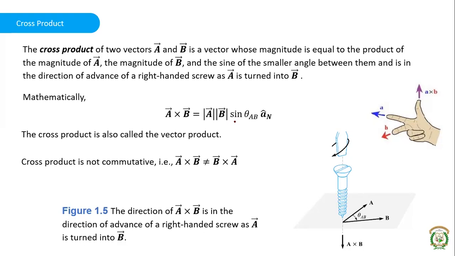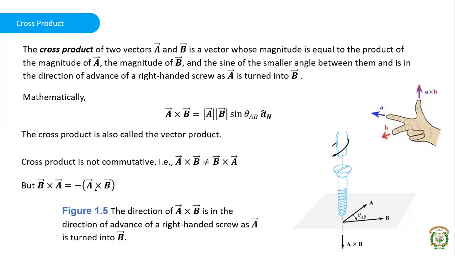It was an even function. That is, cos of minus theta is also equal to cos theta. But in case of sine function, it is an odd function. That is, sine of minus theta will be equal to minus sine theta. So that is why if you reverse the order, if you take B cross A, it will not be equal to A cross B, but in fact it will be equal to minus A cross B.